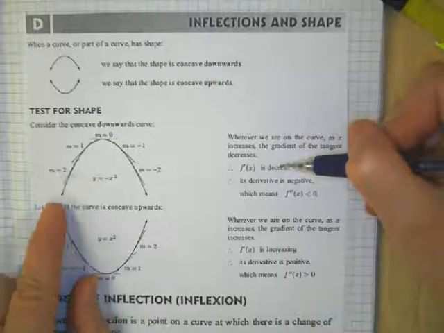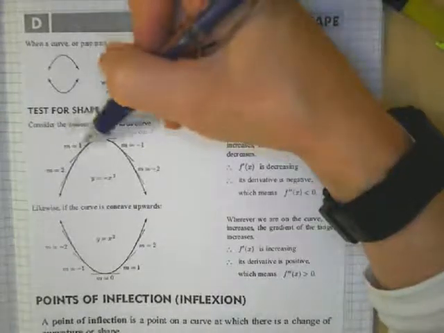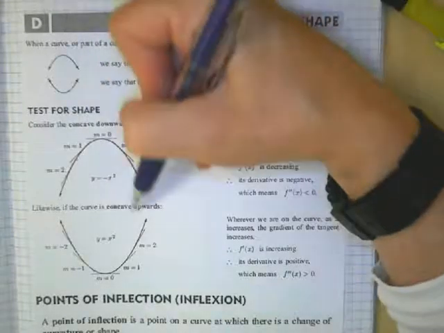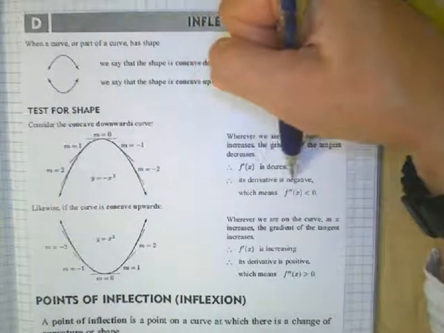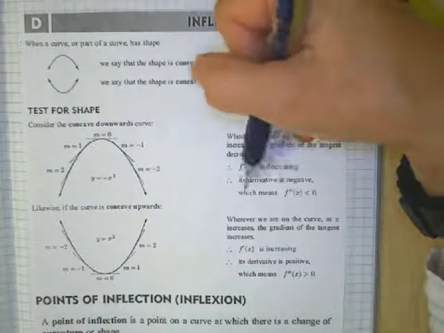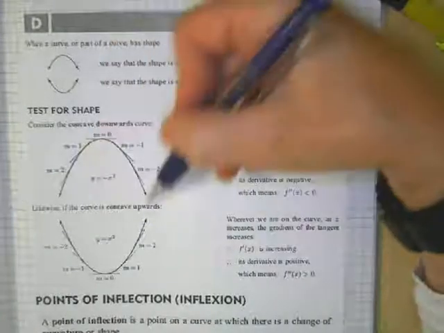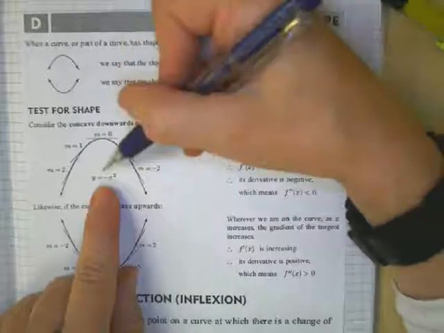If this is my function, my derivative is going to be going down. It's going to be a line, a diagonal line, and it's going to be going down. The second derivative is going to be negative, so the second derivative is going to be less than 0. See, it's concave down. This one, here it is right here, negative x squared.